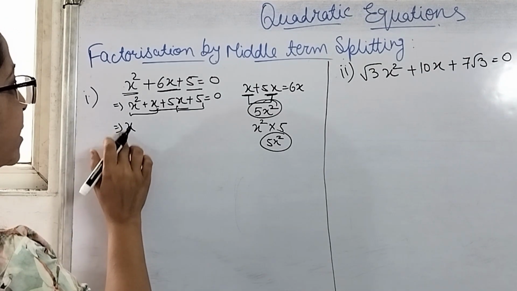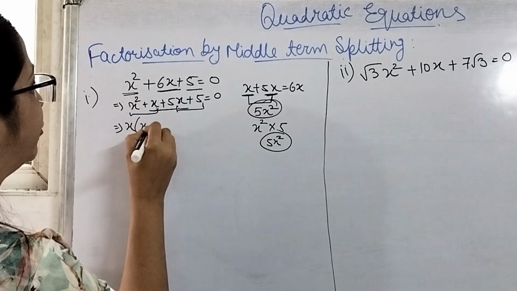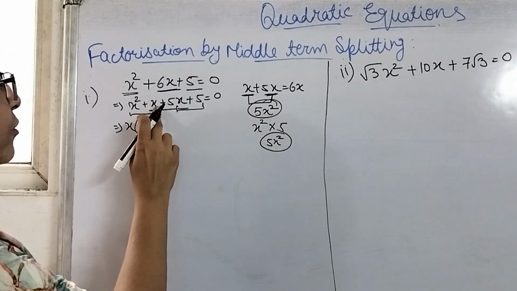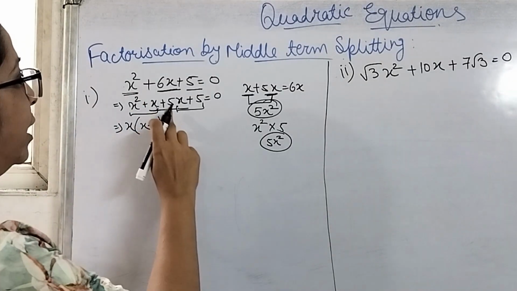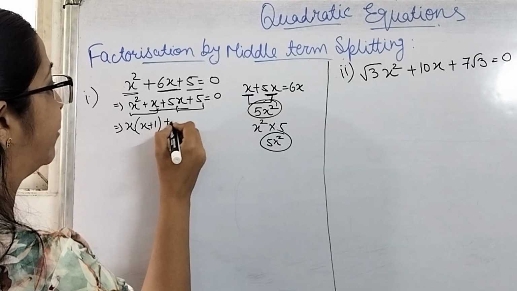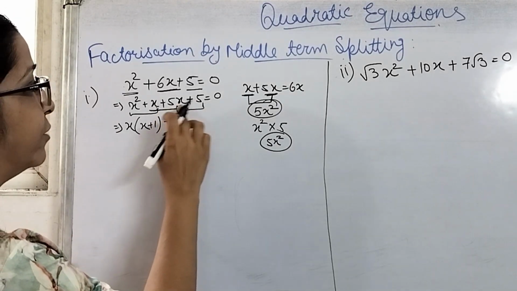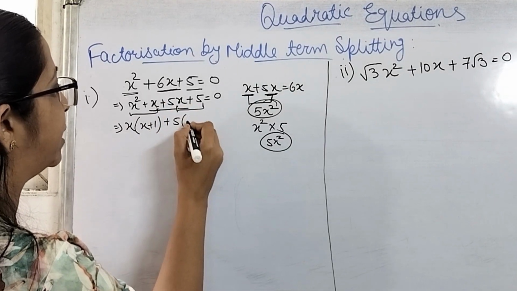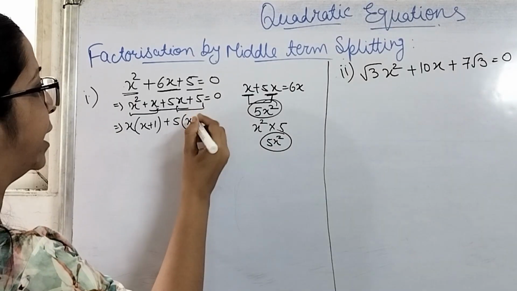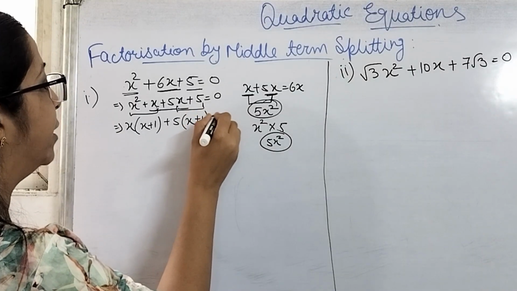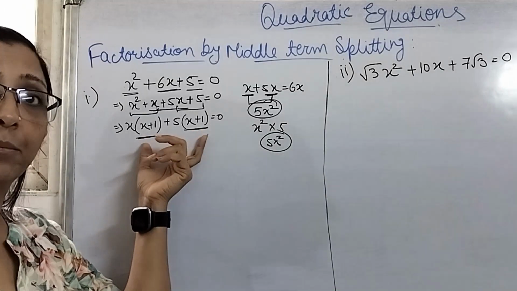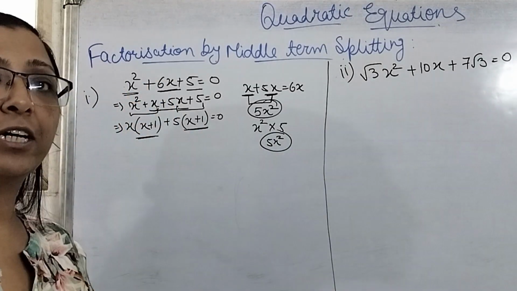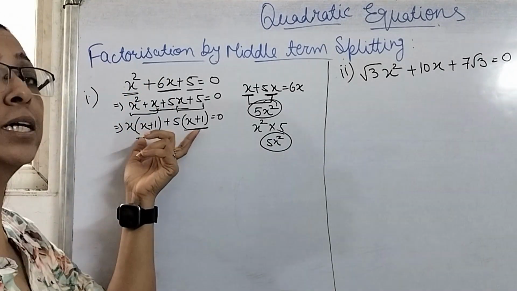If we take x common, in the first term the remaining part will be x, and in the second term, since we have taken x common, the remaining will be 1. Now in these two terms, 5 can be taken common. If we take 5 common, in this term the remaining will be x and here it will be 1. These two brackets should be equal. If they are not equal, that means somewhere you have made a mistake. So they should be equal.